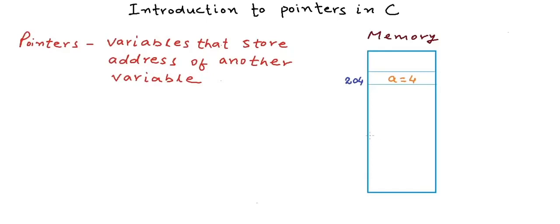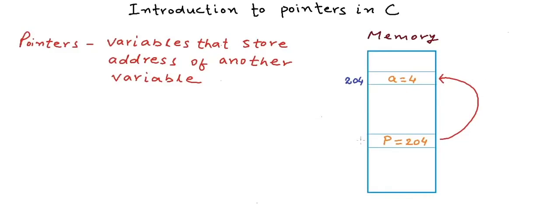Now we can have another variable, the type of which is pointer to integer, and let us say the name of this variable is p. Now this variable p can store the address of a, and using the properties of p or using some operators upon p, we can reach a.